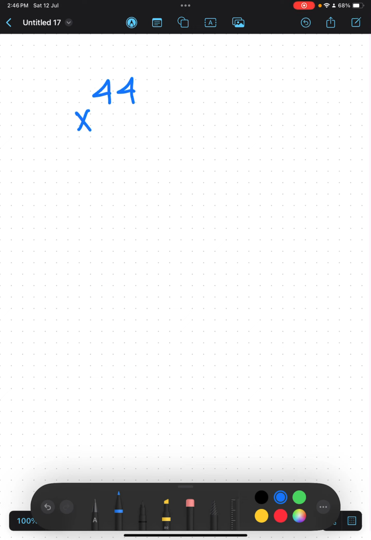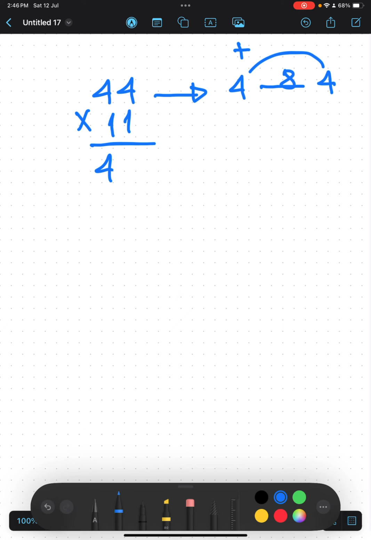How do we multiply 44 times 11? First, we write 4 space 4. Then we add. The result is 484.